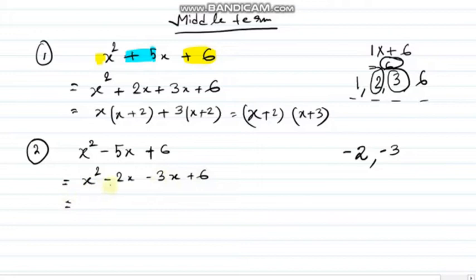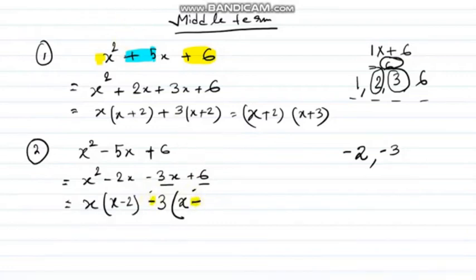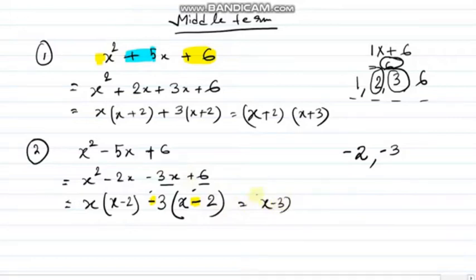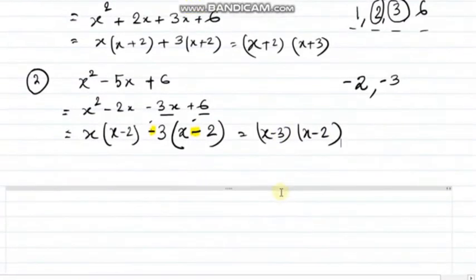What can I take common from the first two terms? x. In the bracket it will be x minus 2. From this term and this term, can I take minus 3 common? If I take minus 3 common, just check, there it will be x. It was plus 6, so this will be minus 2, because this minus and this minus will give you a plus sign. Do you agree? It will be x minus 3 into x minus 2. Is it fine? Let's move to the next sum.